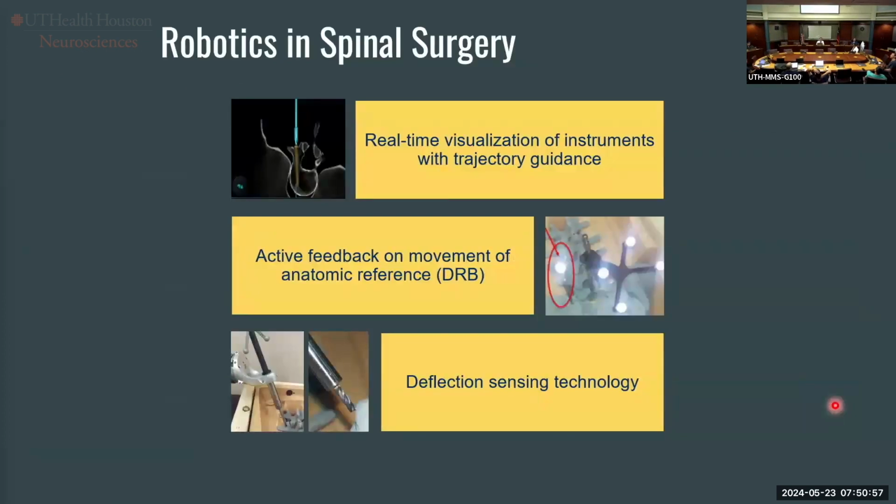I think the improvements on the Mazor and other systems were better real-time visualization and intraoperative planning, so you can adjust your trajectories in a sterile fashion with basically an iPhone type interface in the OR during the case. It has a patient reference that tells you if the patient tracker has moved, and then it has a very sensitive deflection sensing technology within the arm.